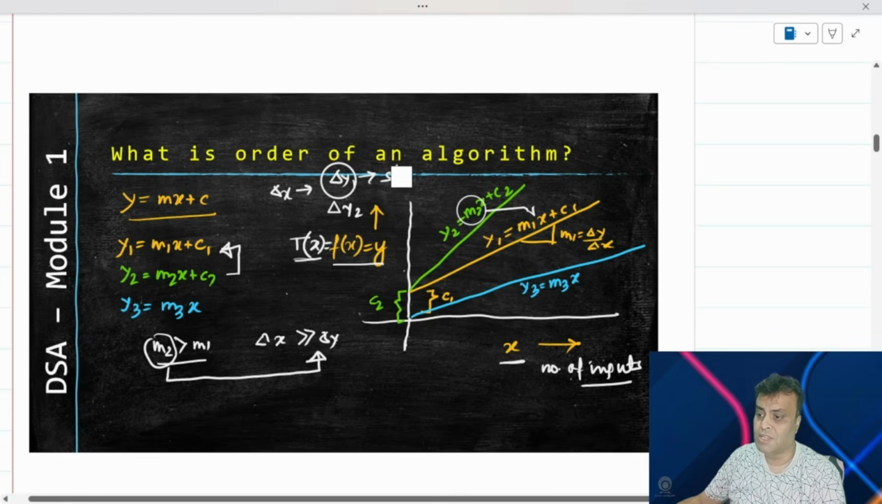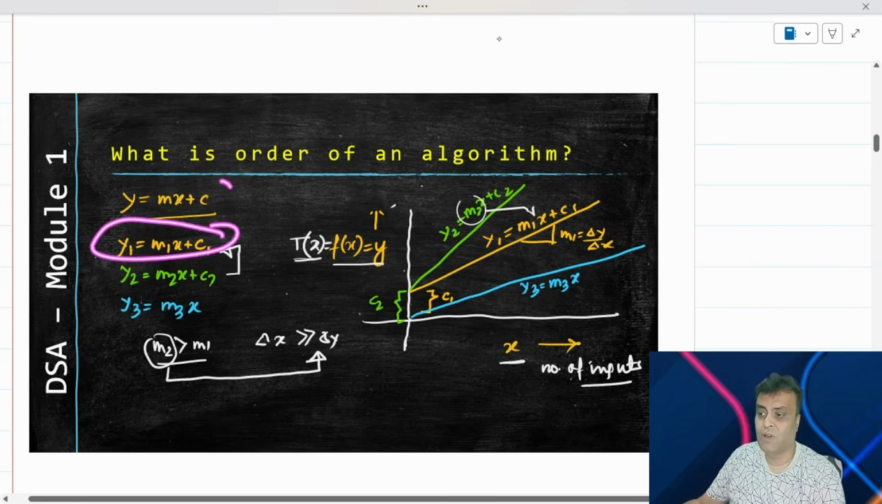Delta y1 will increase faster. That means the machine is slow. Delta y1 will increase faster and delta y2 will be slower in change, and hence the time taken is smaller, which means that the machine is fast. Now can I make this equal? Of course I can make it equal. I can make this y1 run on a faster machine.